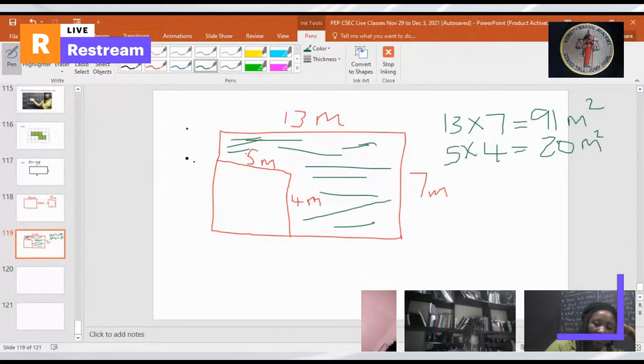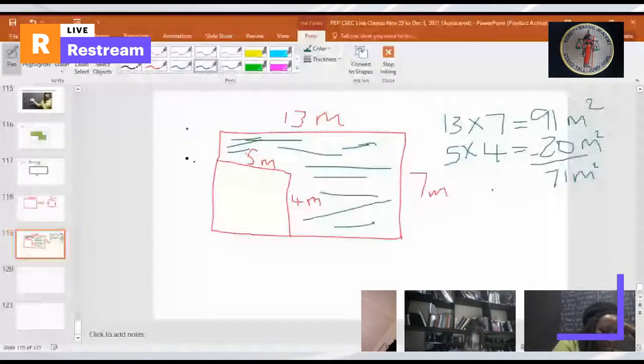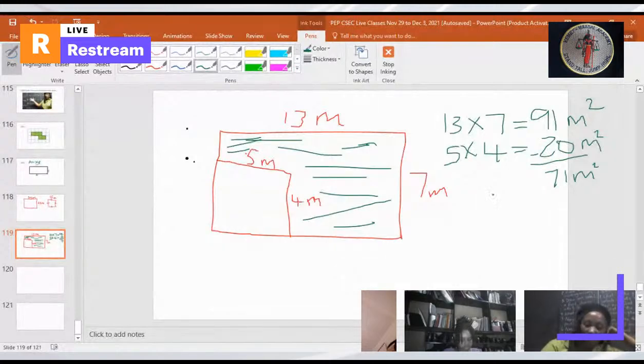And then we subtract. Yes, Miss, to find the shaded region, that would be 71 meters squared. Miss, that's my reasoning. Yes, and your reasoning is solid, John. Very good.